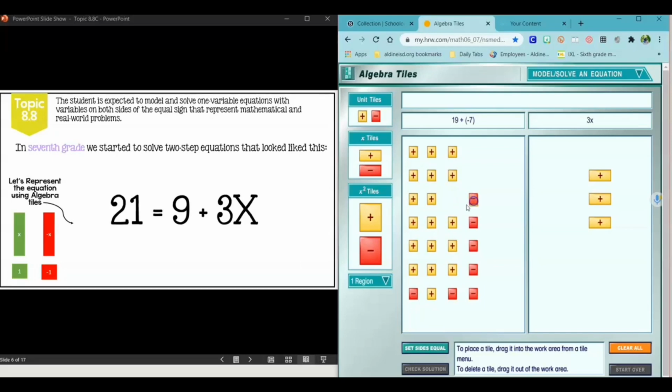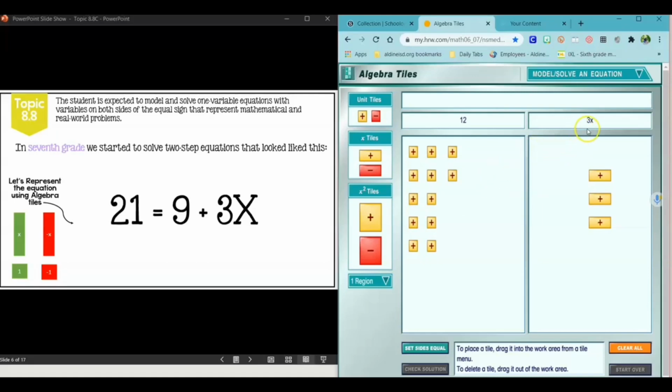I'm going to go ahead and share the link with you for this algebra tile mat, so that way if you want, you can go ahead and use it. I suggest to use it. It's very helpful to just get a visual of what is happening. Okay, so now I'm left with 12 on the left side and 3x on the right side.